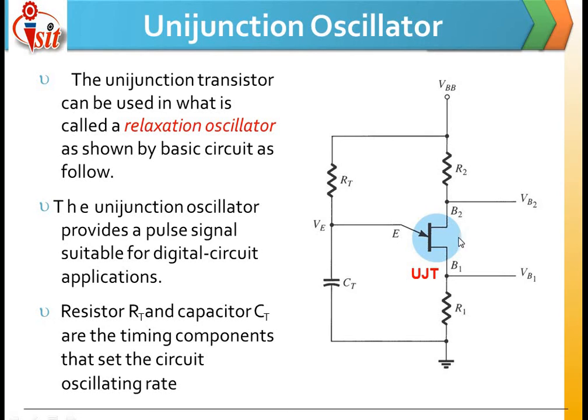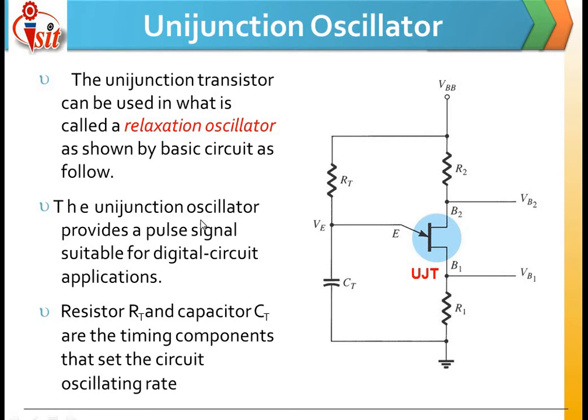Just see over here, we do not use R and C components or R and L components like this. Here the major part used for the oscillation purpose is the unijunction transistor, that is UJT. The unijunction transistor can be used in what is called a relaxation oscillator. Whenever we use a unijunction transistor for oscillation in any kind of circuit, that type of circuit is called a relaxation oscillator, as shown by the basic circuit as follows.